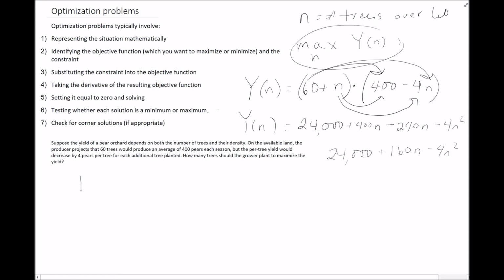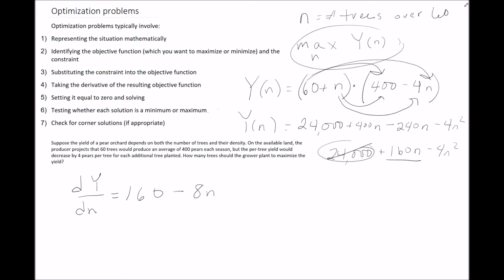is to take the derivative to find dy/dn, which here I'm going to notice this constant goes away. Its derivative is 0. The derivative of the second term is going to be 160, and the derivative of the third term will be minus 8n. Now that's a generic derivative. It defines the slope of the tangent line at every point on the n-axis. I'm interested in just the maximum or the minimum, so in this case the maximum, so I'm going to set this value equal to 0.